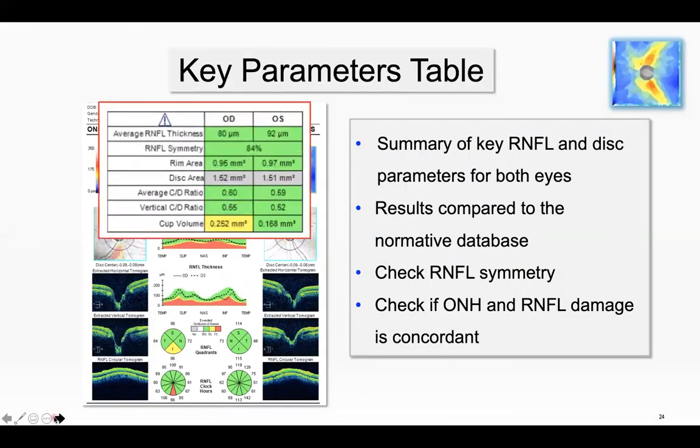Finally, I check the key parameters table, which gives the key RNFL and disc parameters for both eyes. The results are compared to the normative database values as they are statistically color-coded. We check the inter-eye symmetry, and also we evaluate the concordance of RNFL and cup results. This is a very important point. It is very important for diagnosing the glaucoma masqueraders. We will have a few examples in the next part of the presentation.